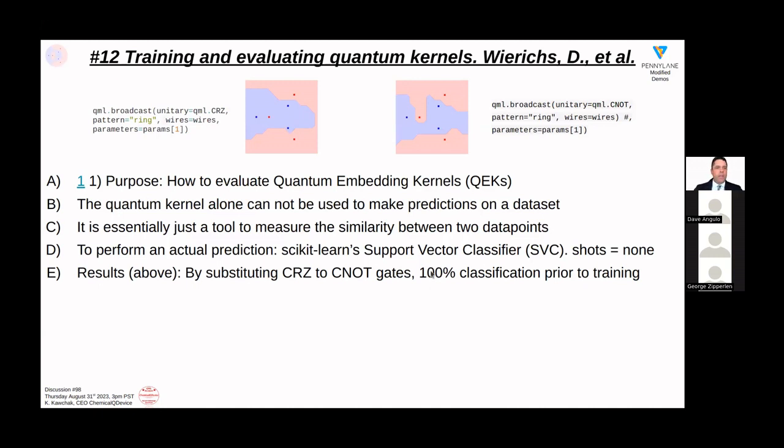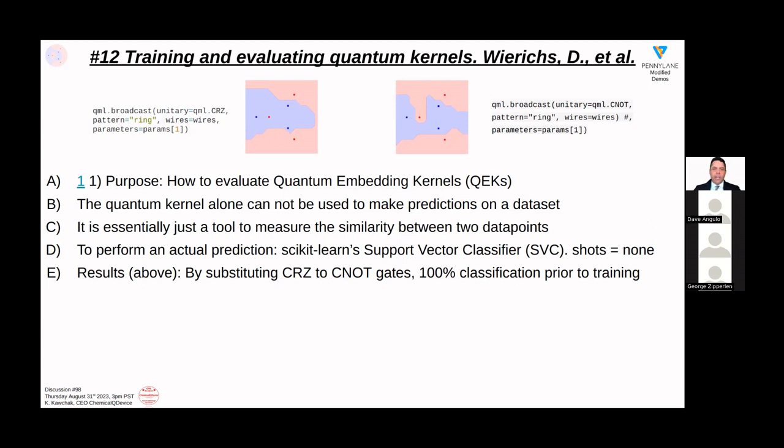Now, this one is also interesting. This is number 12, training and evaluating quantum kernels. On the left, these images are kind of cool because sometimes they look like things you might recognize in real life, maybe a lake and some sand. Everything looks good in this left one, except the red dot is not in the red landscape. That's the issue with that one.